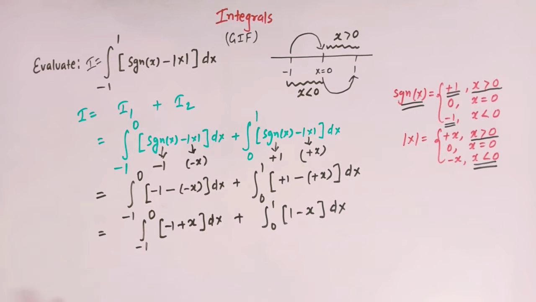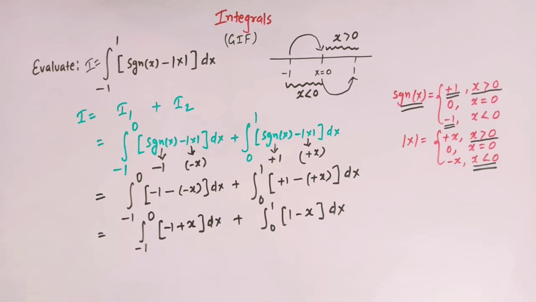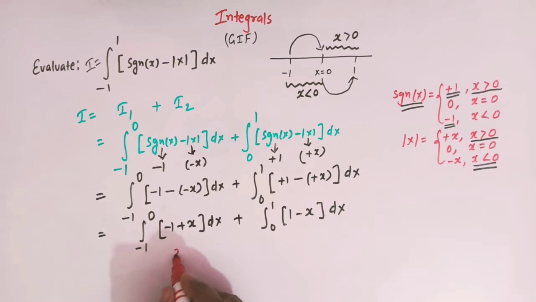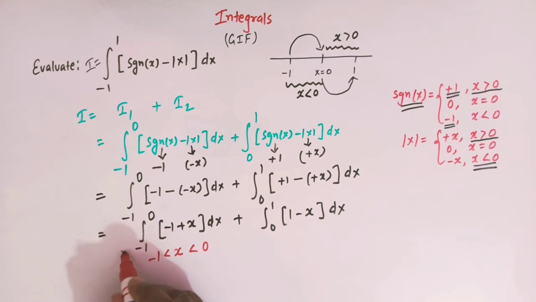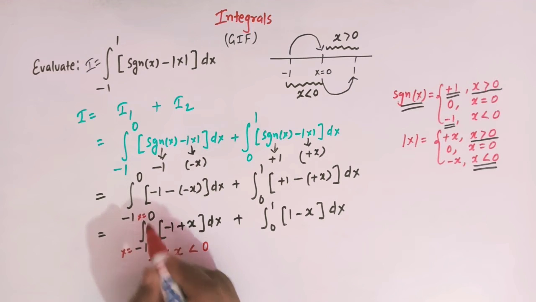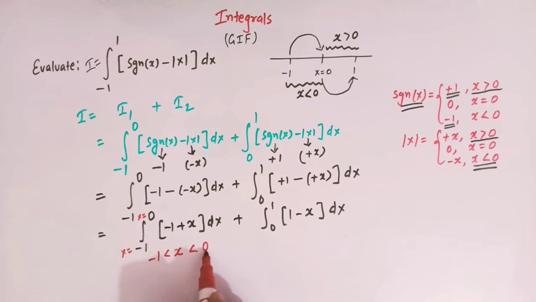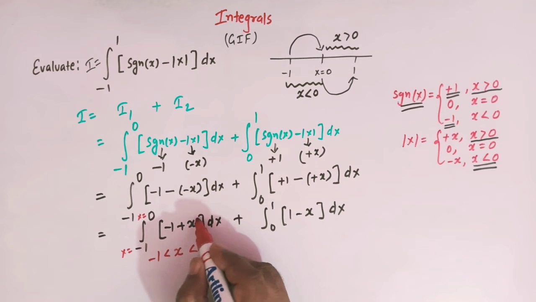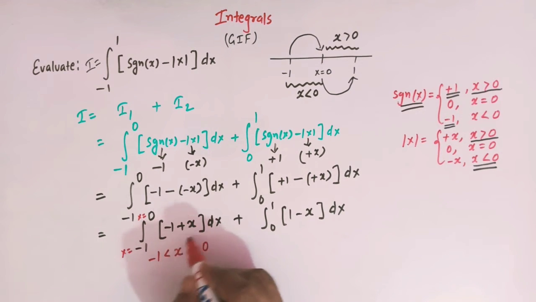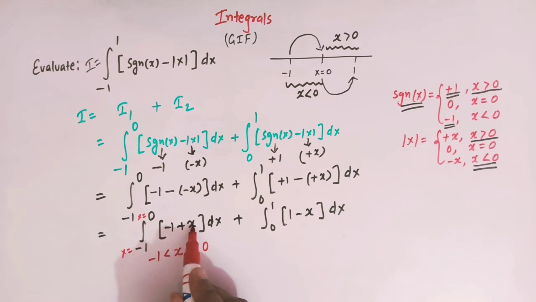So now viewers, in order to evaluate these two integrals, we have to make use of the definition of greatest integer function, right? So let us take this integral first. Here we see that x lies between -1 and 0, the limits of integration are from -1 to 0. And inside this greatest integer function symbol we have -1 plus x, right? So we have to decide the value of greatest integer of -1 plus x.